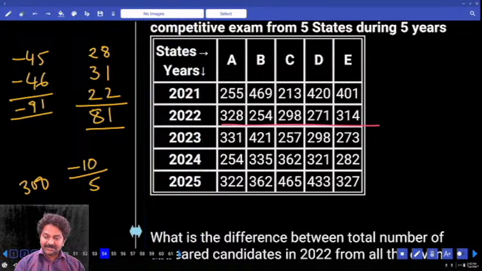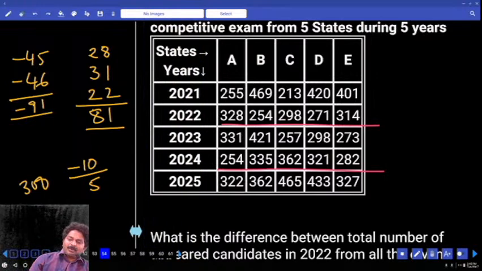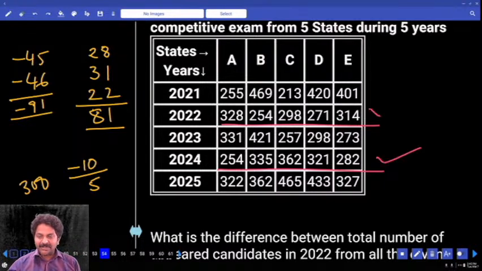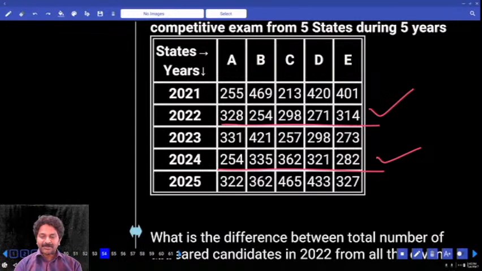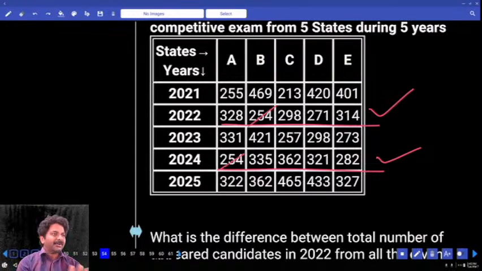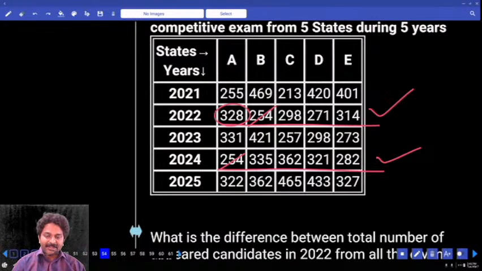These are the 2022 numbers, these are the 2024 numbers. I am just comparing which numbers are more. Is 22 more or are the 24 numbers more? I am comparing those two. 254 is equal. 328, 338, 335. 24 is more. Yes.